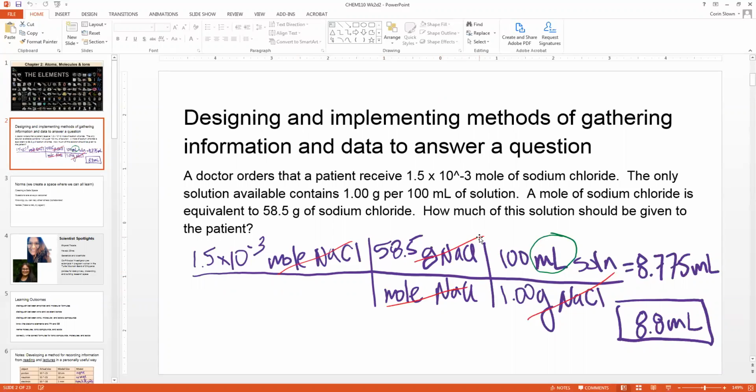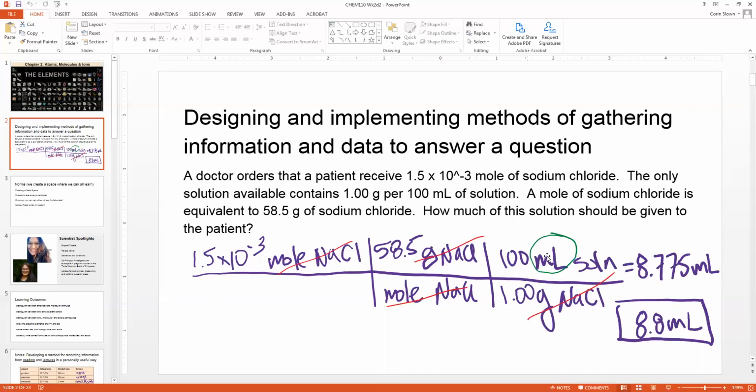Now we have grams. And in order to be able to convert from grams to liters, we're going to need to use a density equivalent. And that's really what's given here, this 1 gram per 100 milliliters of solution. So 1 gram of NaCl is equivalent to 100 milliliters of solution. So my grams then can cancel, and what I'm left with is milliliters, which is the unit for volume.